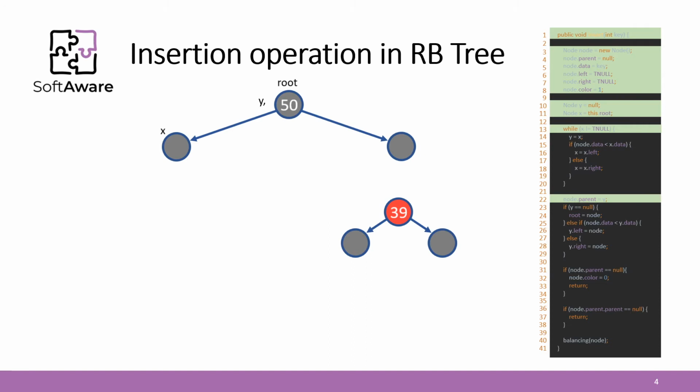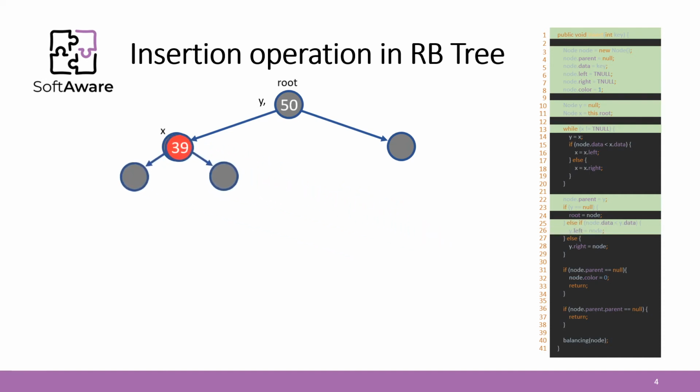In line number 22, we update the new inserted node's parent to point at y. And next, we do the actual insertion by using the y variable's left or right pointer. In this case, we know that 39 will be inserted at the left subtree, so line number 25 will be executed.